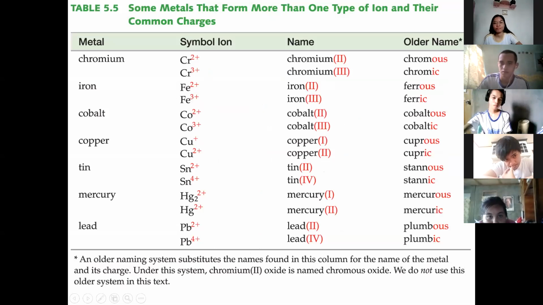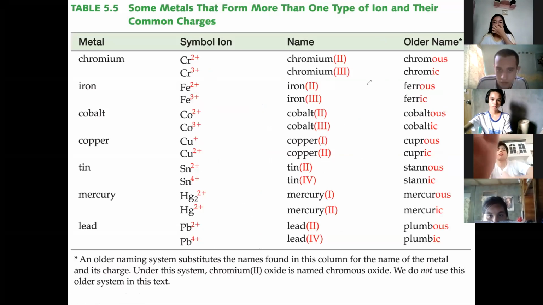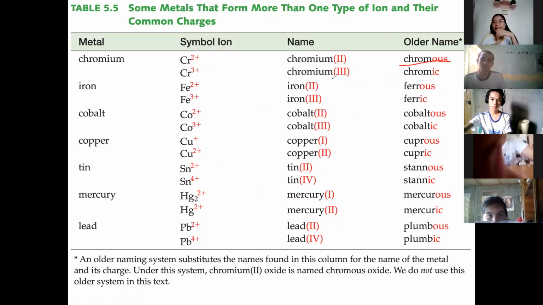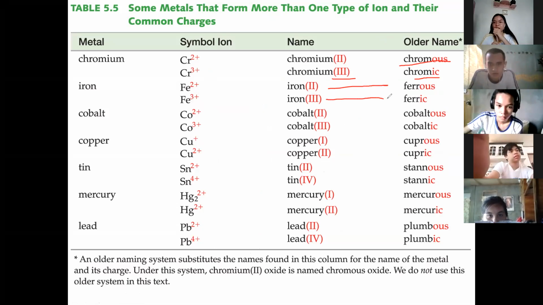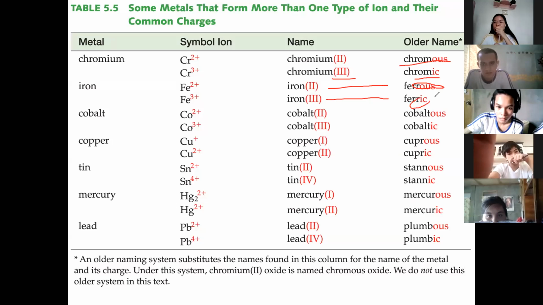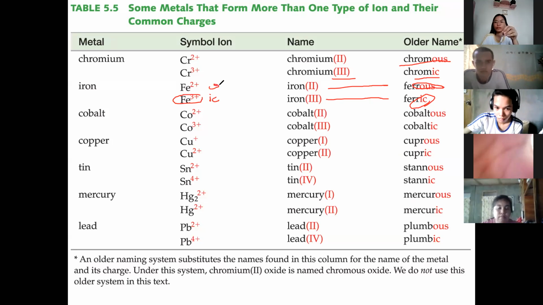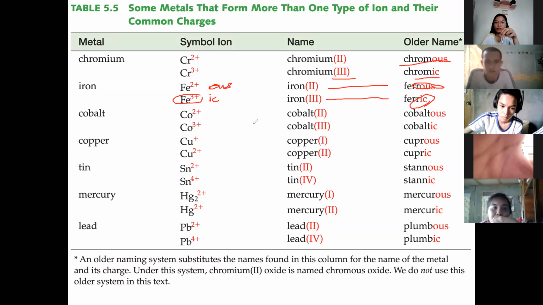Here is a table that gives you an older way of naming the following. Instead of naming it as chromium 2, by the way, both are correct. If you wish to name it one over the other, both are correct. Instead of chromium 2, you can name it as chromous. Instead of chromium 3, you will name it as chromic. Iron 2 is ferrous, iron 3 is ferric. What have you noticed between the use of the -ous and the -ic? The -ic refers to the higher ionization, and -ous refers to the lower ionization.